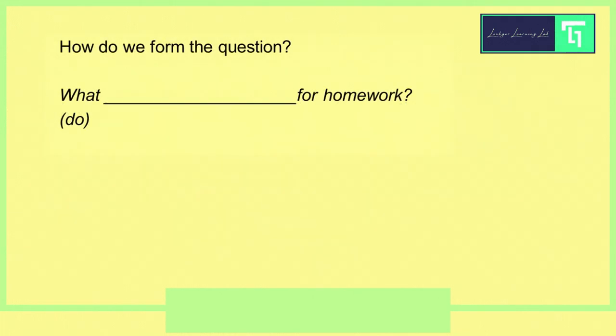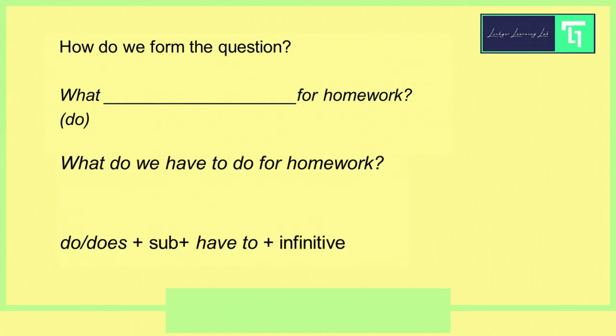If we want to make a question with have to, how do we make that question? So let's have a look. What ___ for homework? Okay, and the verb is do. To make the question, this is a kind of semi-modal verb, so we need an auxiliary verb and it's present tense. So we're going to use, in this case, do. Okay, what do we have to do for homework? Okay, so we use the auxiliary verb, the subject, have to, and the infinitive. Okay, because this is what we call a semi-modal verb.